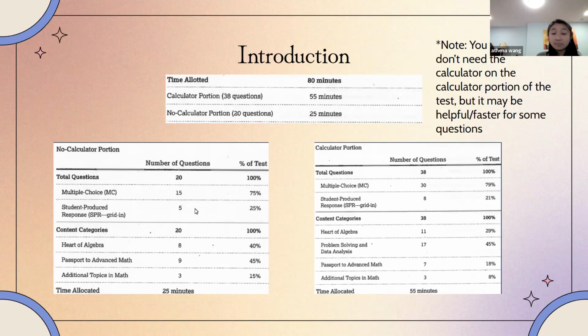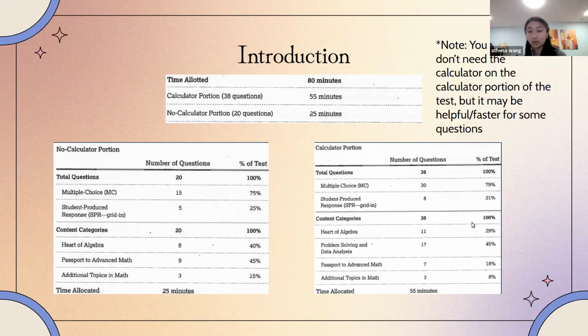And then it covers 3 content categories: Heart of Algebra, Passport to Advanced Math, and additional topics in math. So the first 2 we're going to be covering today. And then for the calculator portion, it's longer, so it's going to cover all 4 categories. There will be 30 multiple choice questions and 8 student-produced response answers, or grid-ins. And these are going to be longer, and since there are more of each type, it's going to be harder too. Okay, so these are the sections more in detail.